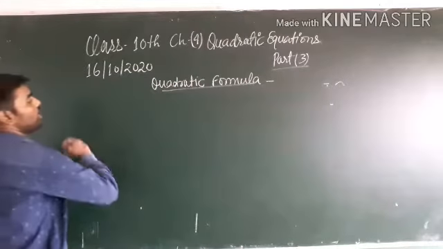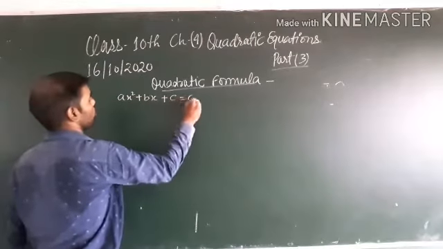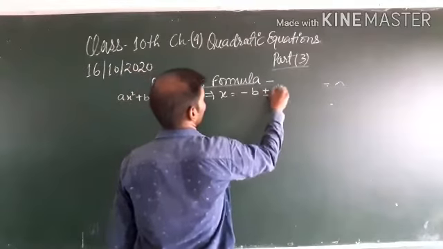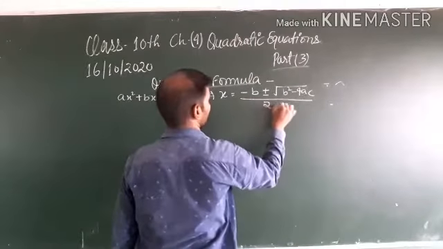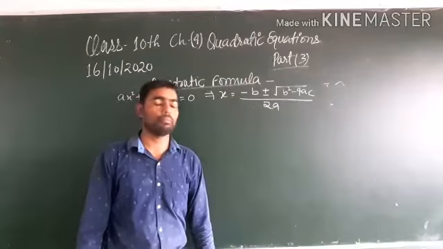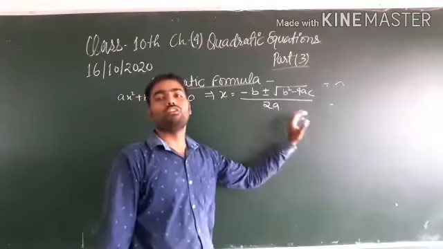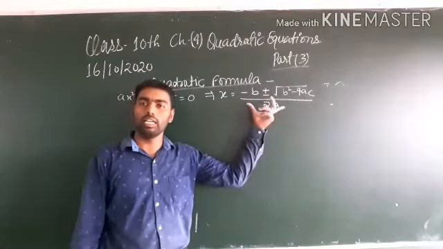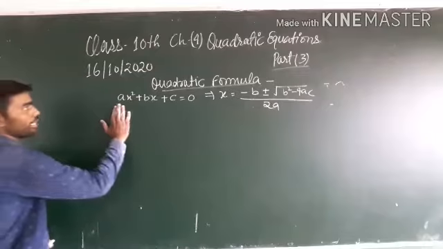Now let ax square plus bx plus c is equal to 0. Then the value of x is equal to minus b plus minus square root of b square minus 4ac upon 2a. This x is equal to minus b plus minus square root of b square minus 4ac upon 2a is called the quadratic formula. You can find the solutions of any quadratic equation by using this formula easily. First of all, we derive this. Now this is the quadratic equation.